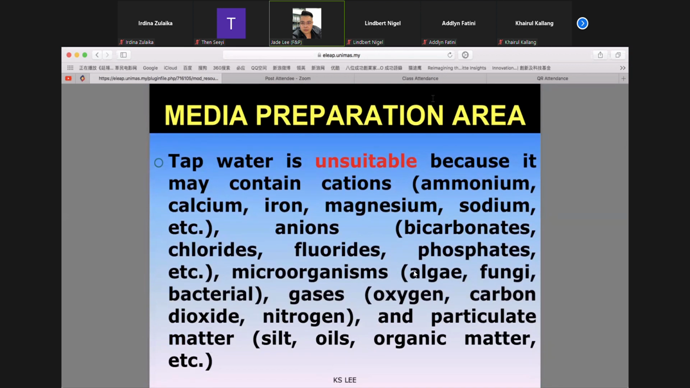In the preparation area, tap water is not suitable because it may contain cations, which include ammonium, calcium, magnesium, and sodium, etc. It also contains anions that include bicarbonates, chlorides, fluorides, and phosphates, and probably it also contains microorganisms such as algae, fungi, and bacteria, and also gases such as oxygen, carbon dioxide, and nitrogen, and probably particulates such as oils and organic matter, etc. So bear in mind that never ever use tap water to prepare your media.